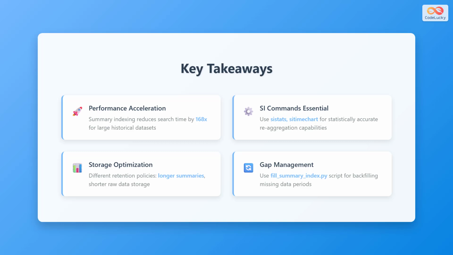Storage optimization becomes achievable through different retention policies, keeping summaries longer than raw data to balance storage costs with analytical needs. Finally, gap management is crucial for data integrity. Use the fill_summary_index.py script whenever you need to backfill missing data periods to maintain complete historical coverage.